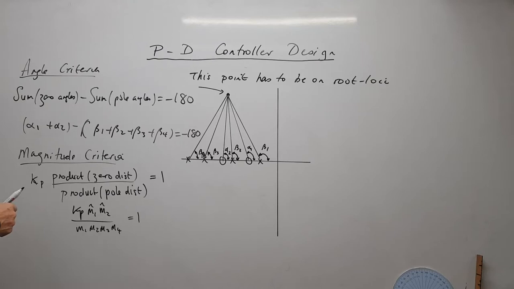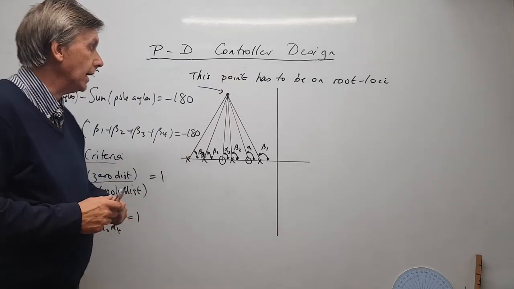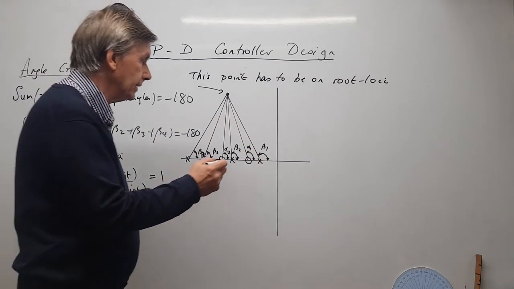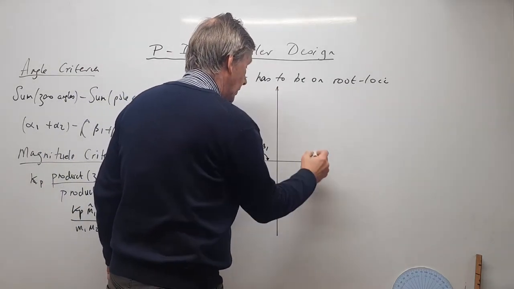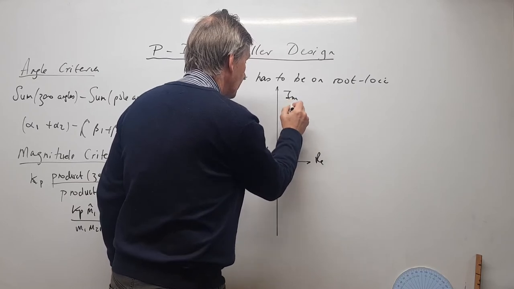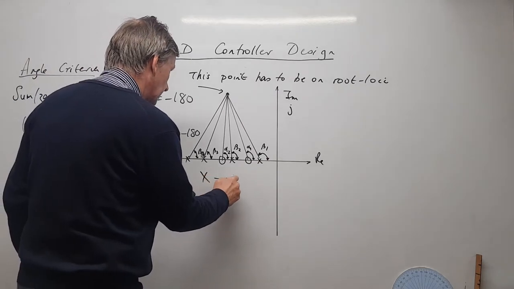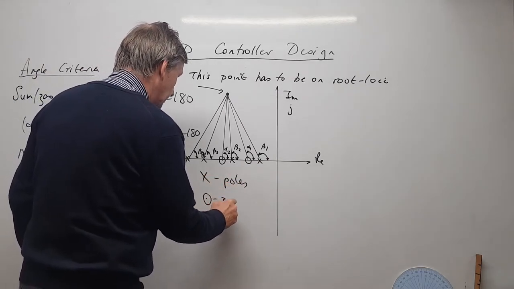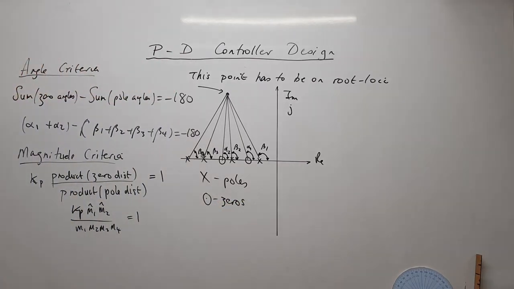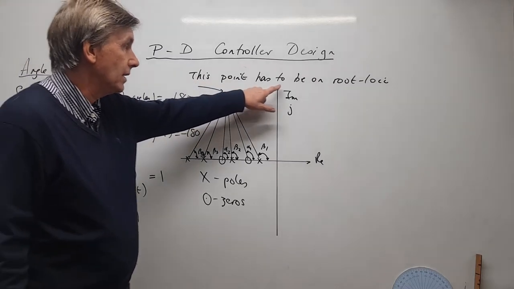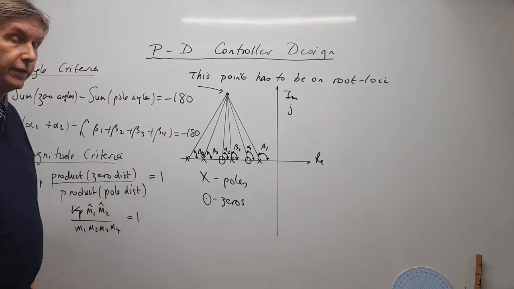Okay, so next thing, we're just going to have a quick reminder within PD controller design of what the angle and magnitude criteria were in terms of some equations and how you can manipulate them. So imagine now we've got an S-plane diagram. This is real this way, imaginary this way. And we've plotted out on here our poles, and a little dot with a circle around it as our zeros. And this point, we know, is on the root loci. So this point is definitely on the root loci, so we know that before we start.